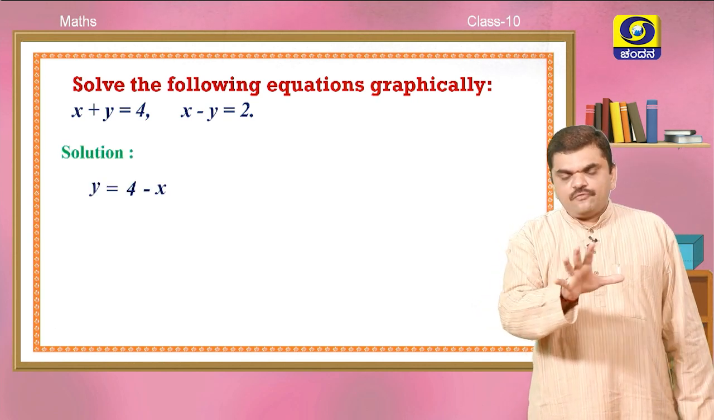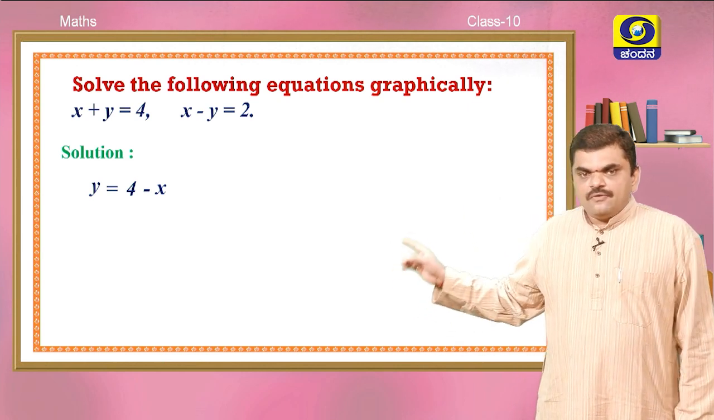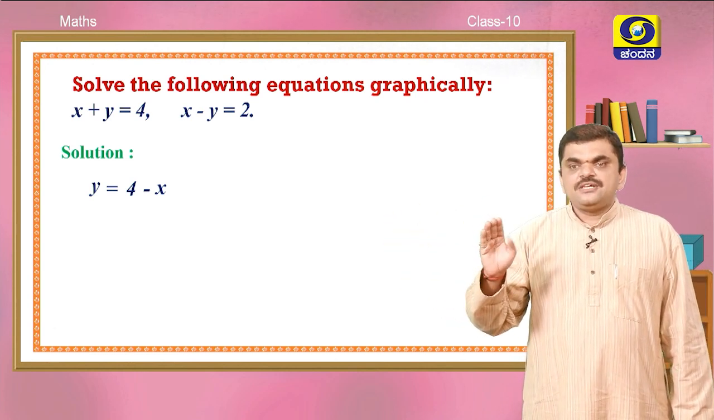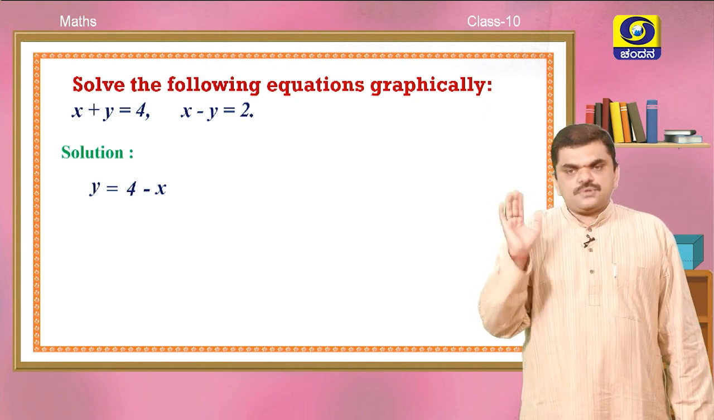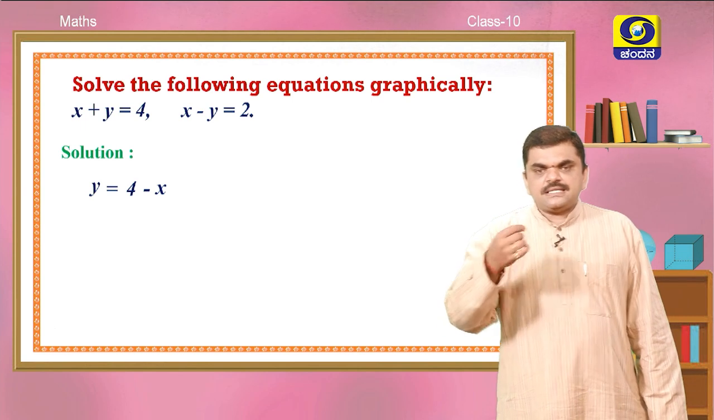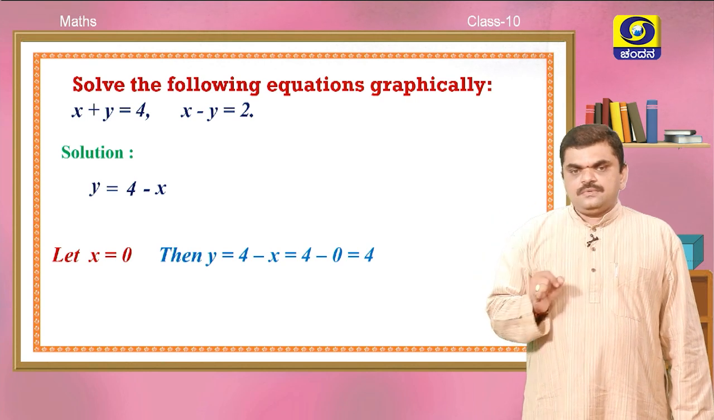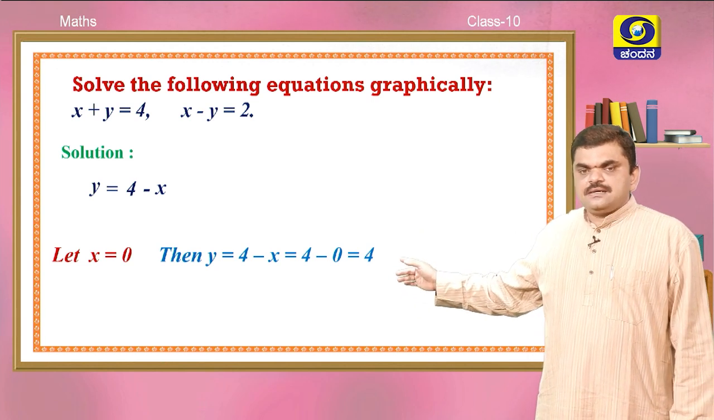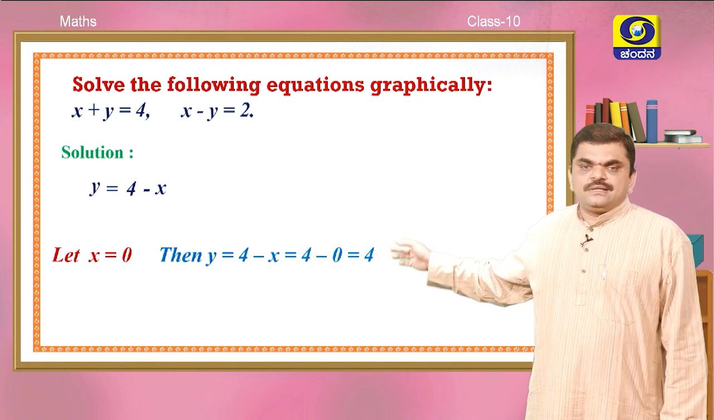First, we shall write y in the form of x. x plus y is equal to 4. Then y becomes 4 minus x, because we are shifting the left hand side part to the right hand side and it becomes the opposite sign. So y is equal to 4 minus x. Let us give the values. Let x be equal to 0, then y is equal to 4 minus x, that is 4 minus 0, that is equal to 4.